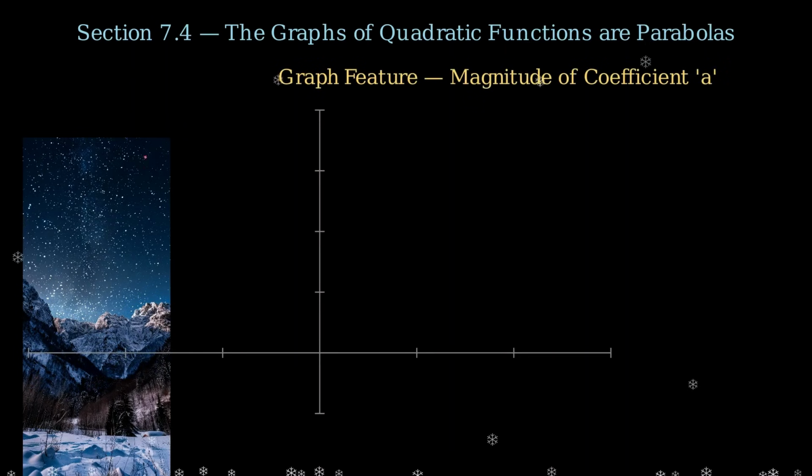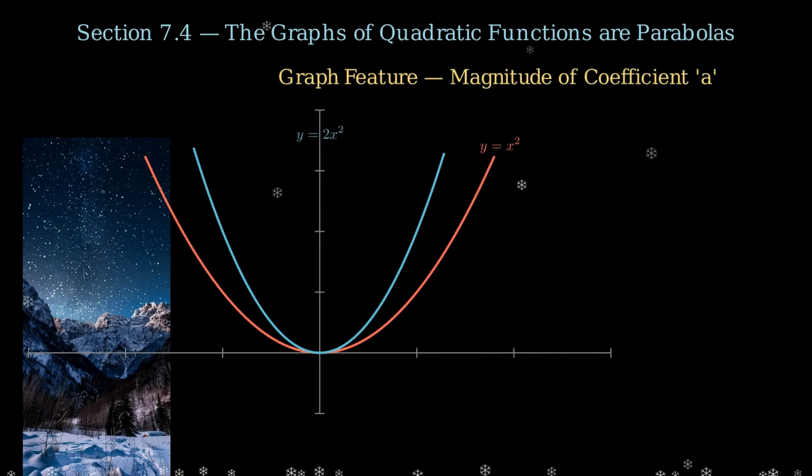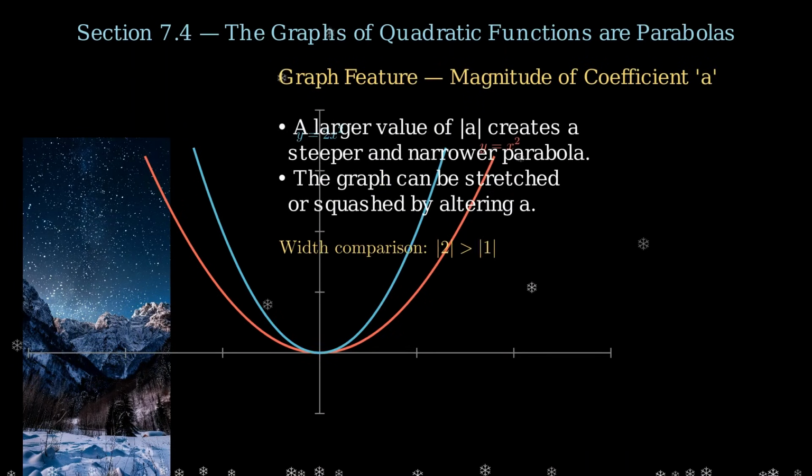Now, let's explore how the exact size of a changes the graph. A bigger value of the absolute value of a results in a steeper or narrower parabola. For instance, notice how the blue graph of y equals 2x squared is much steeper and narrower than the original red graph of y equals x squared.